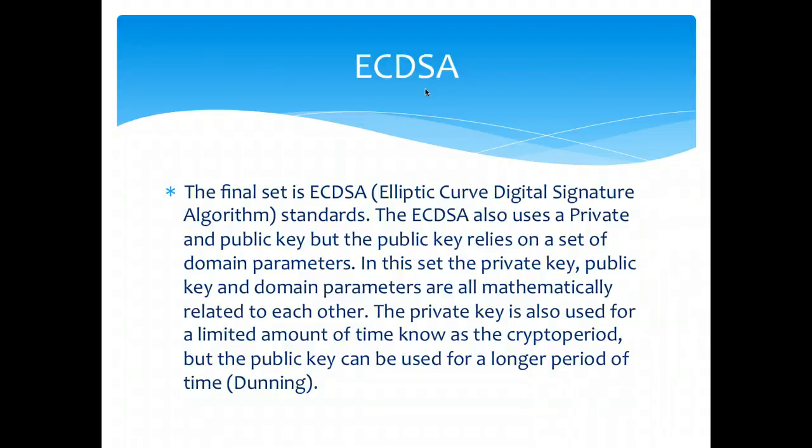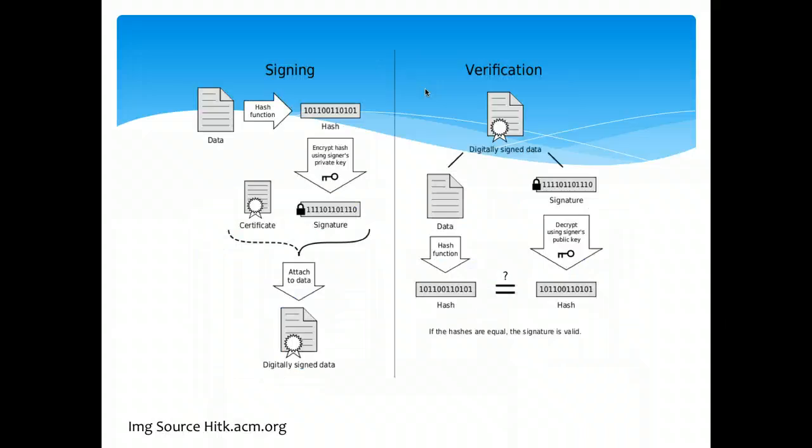The private key is also used for a limited amount of time known as the crypto period. But the public key can be used for a long period of time. It's defined by Dunning in an article I cited later. And the difference in this one, as you can see, is that the hash function is also matching the hash in the public key to fit the domain properties here on the bottom right. But other than that, it's pretty much the same standards as the RSA and the DSA we go by too.